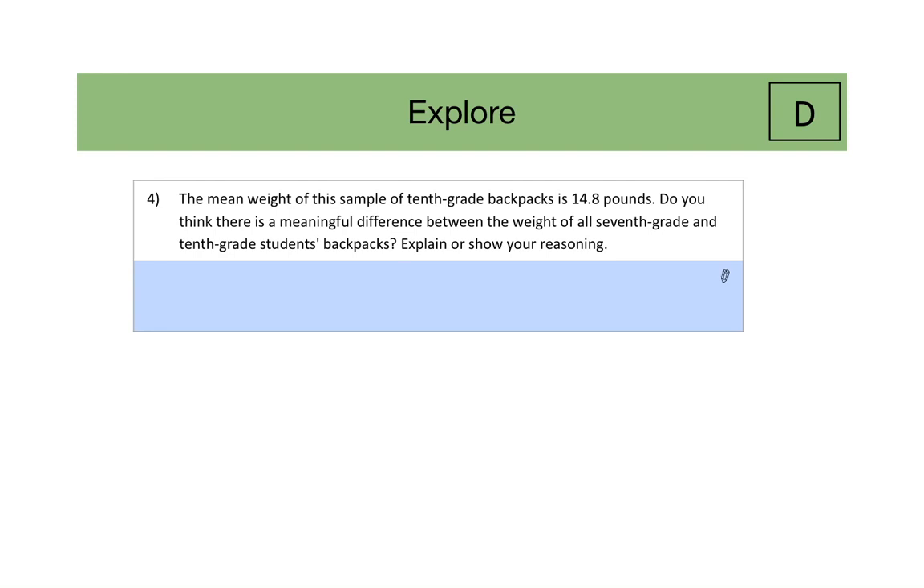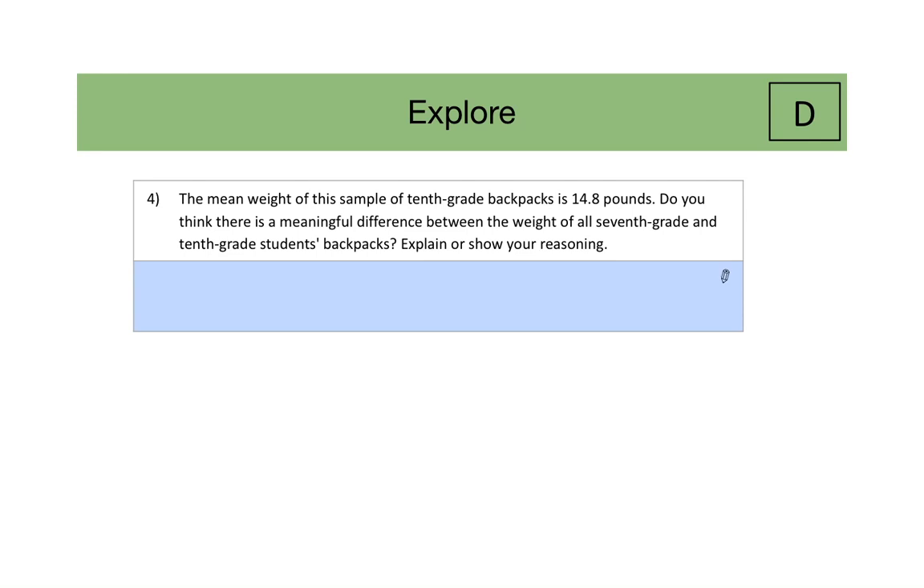Students may refer to the range of the 2 grades and notice that, again, there were only 3 7th grade students that had backpacks that weighed more than the lightest backpack in the 10th grade. So that is the reference to the overlap. Students may also refer to the overall range, saying that grade 7 backpacks range from 2 pounds to 10 pounds, while grade 10 backpacks range from 10 pounds to 22 pounds.